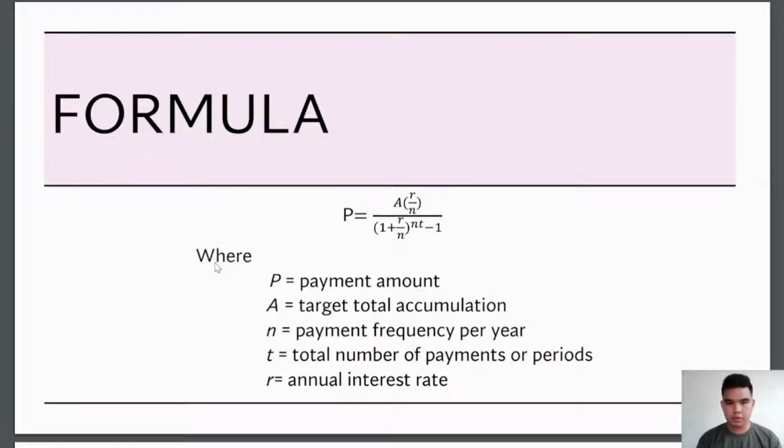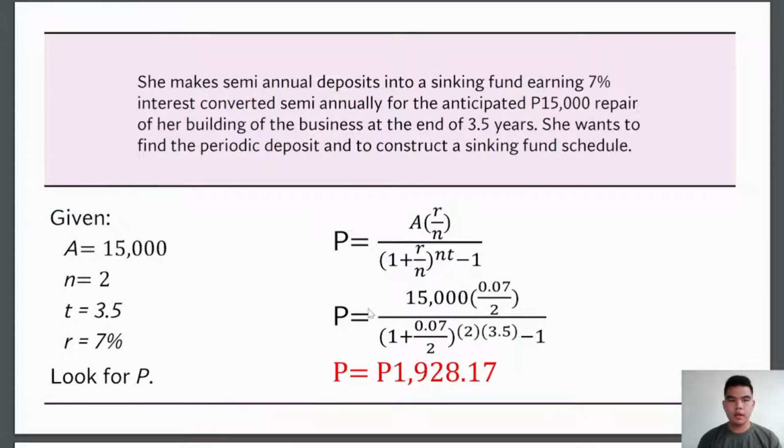The formula for finding the payment amount is P is equal to A multiplied by R over N, all over, 1 plus R over N, all raised to the power of N times T, minus 1. Where P is equal to payment amount, A is equal to the target total accumulation, N is equal to payment frequency per year, T is equal to total number of payments or periods, and R is equal to annual interest rate. So now, let's try to solve the last problem.